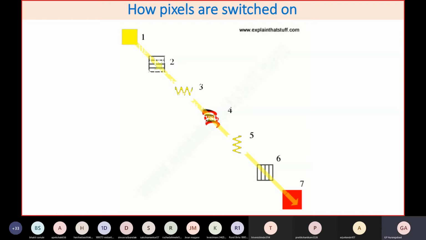now see how these pixels are switched on. This color will entirely depend upon the content of RGB. If this is purely red, it will be red. If it is purely blue, that means B is 255 and R and G are zeros, then this pixel will be shown with a dark blue color. Depending upon the content of RGB, accordingly 7 will be of a different color.